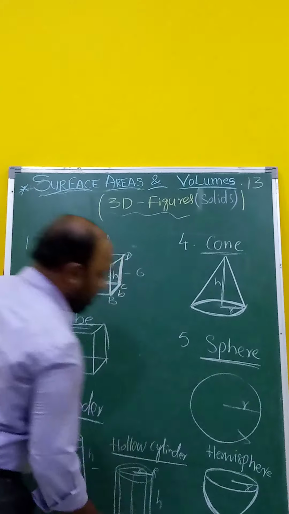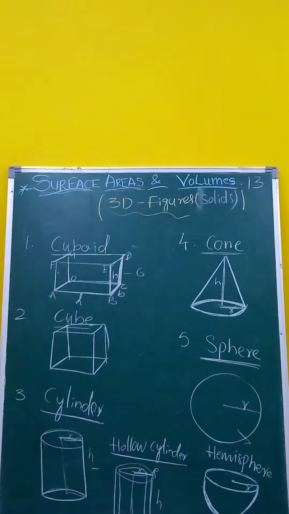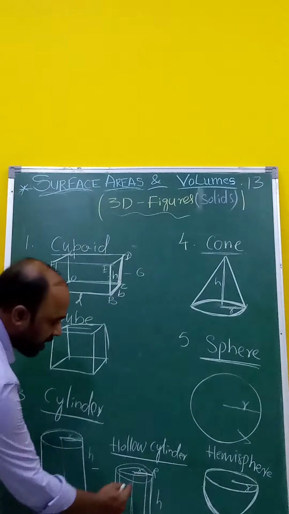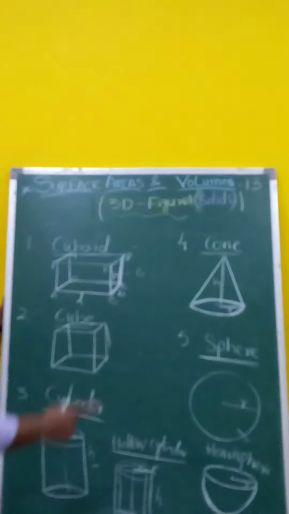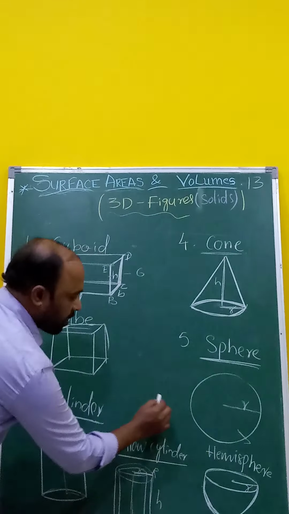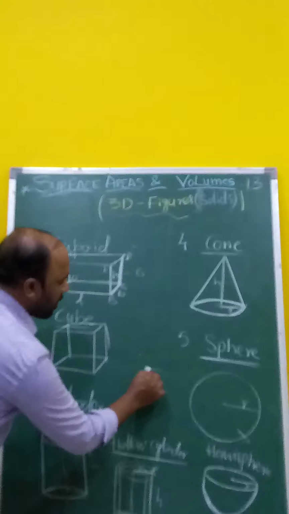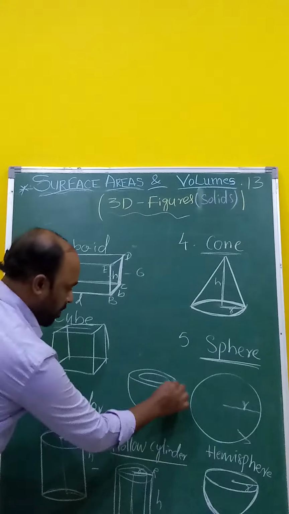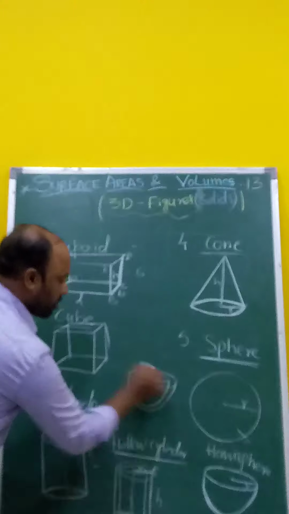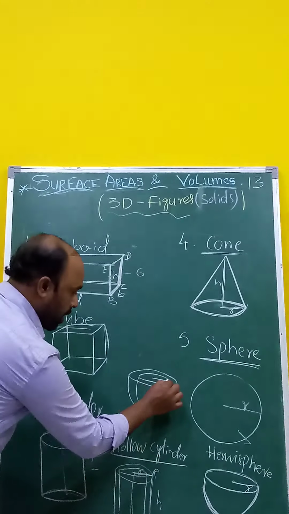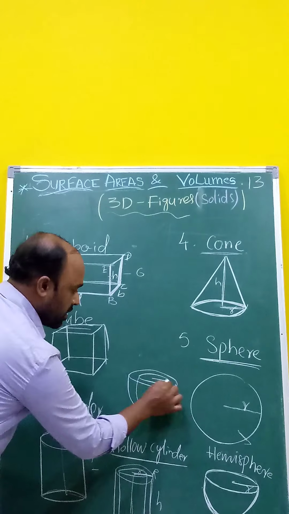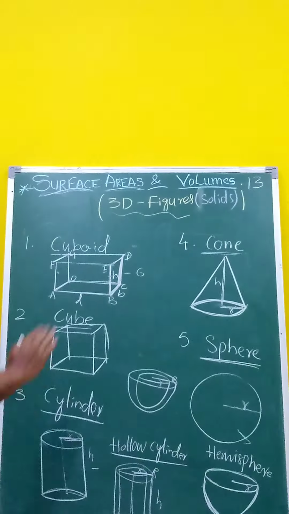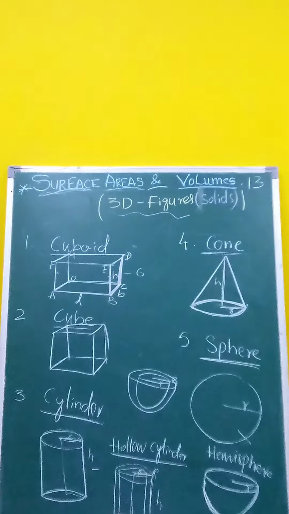Hemispherical shell, or hollow hemisphere, is again like this only. In a hollow cylinder, how many radii are present? Capital R and small r. Here also the same. Let's draw the hemispherical shell. Inner radius and outer radius, two are there.